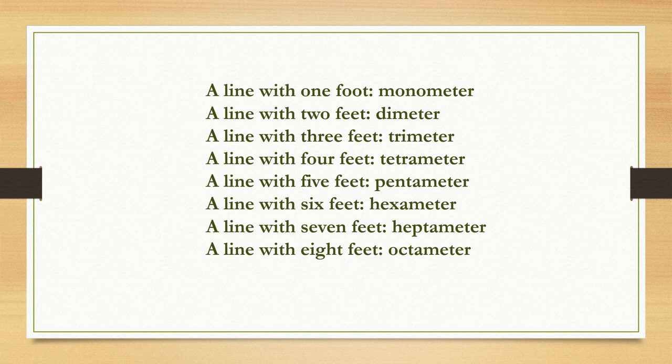A line with 1 foot is monometer. A line with 2 feet, dimeter. And the list goes: trimeter, tetrameter, pentameter, hexameter, heptameter, and octameter. Today we learned 3 meters. What is it? A line with 3 feet, trimeter. A line with 4 feet, tetrameter. And a line with 5 feet, pentameter.